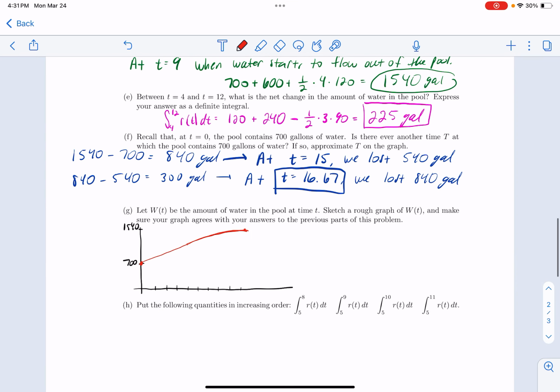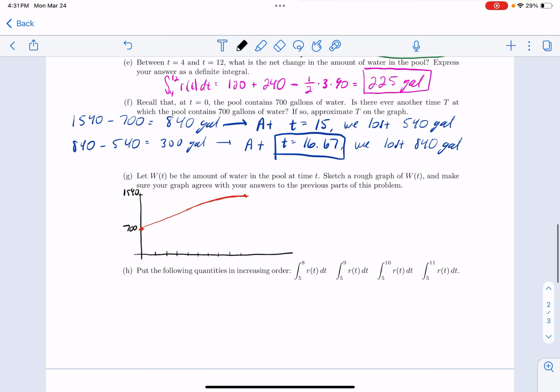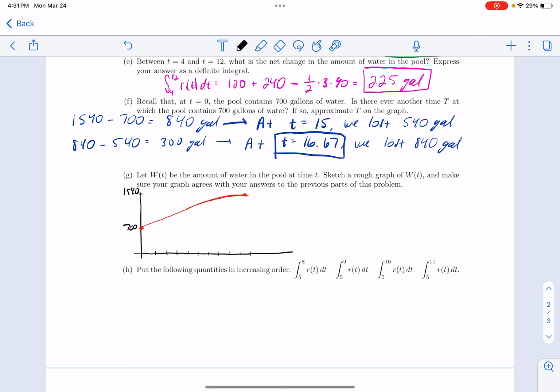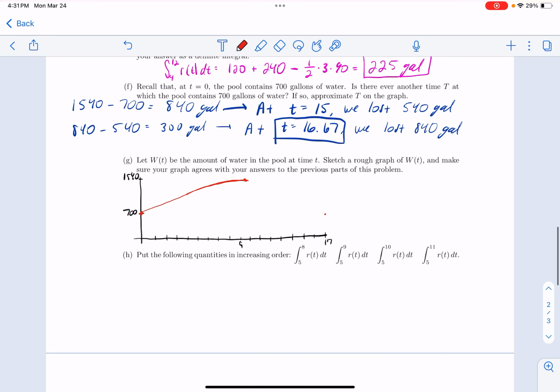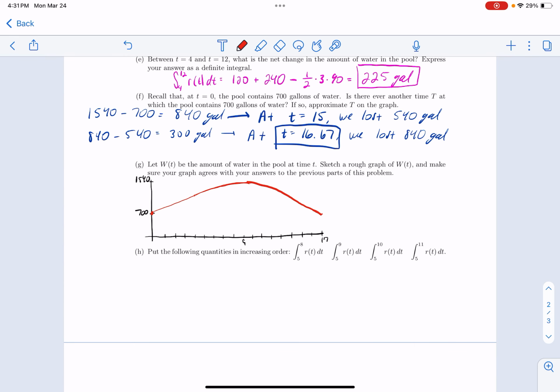And we know that at 16.75, we are back to 700 gallons. So let's see, that was 9, 10, 11, 12, 13, 14, 15, 16, 17. So this was 9. This is 17. So somewhere around here, we're back at 700. And it's concave down until 15 when it goes linear. All right, so linear between 16.75 and 15, and then we go concave down. All right, so something like that. And obviously this is going to keep decreasing as time goes on.